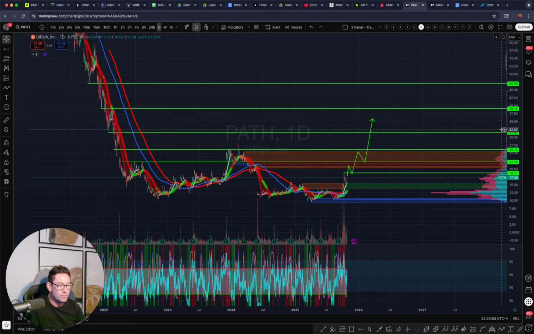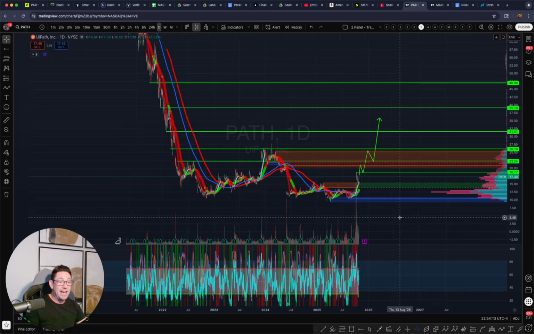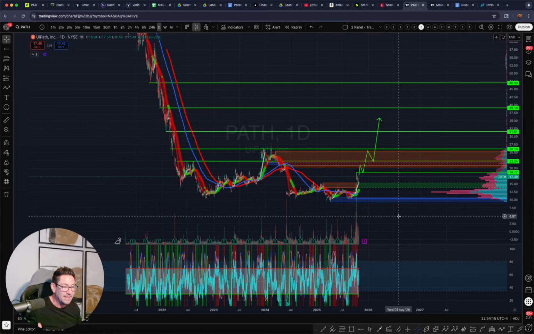You have no visible range profile of high volume nodes in terms of the volume. You have all of that right here. So once you get through that and you confirm above this area, you're going to have a stopping point at 31, stopping point at 39, and then ultimately I see this resolving all the way to about $46. So there you have it. That's how I see UiPath. That's the pathing on UiPath, no pun intended.